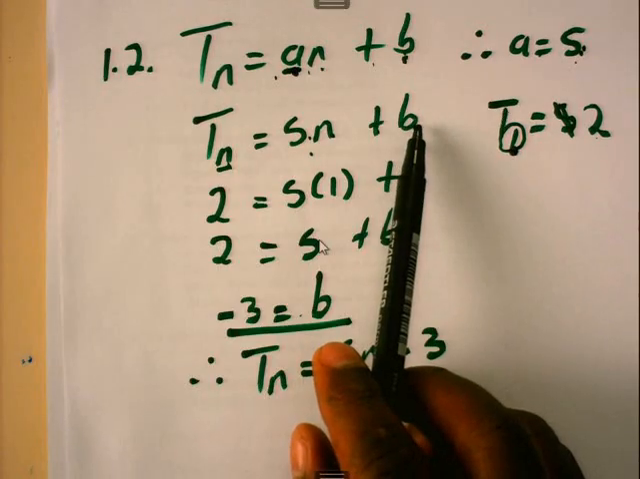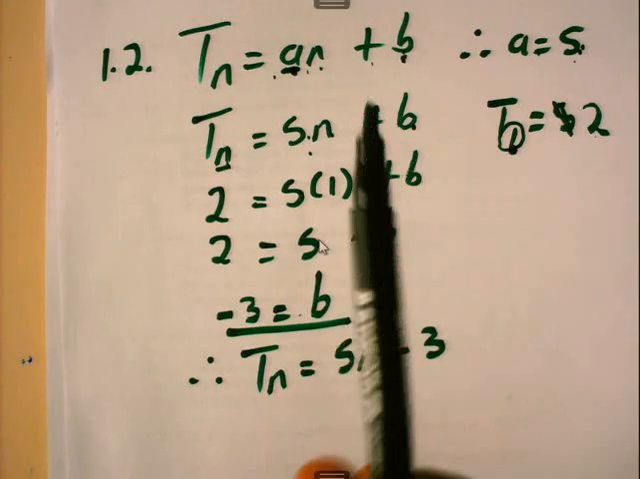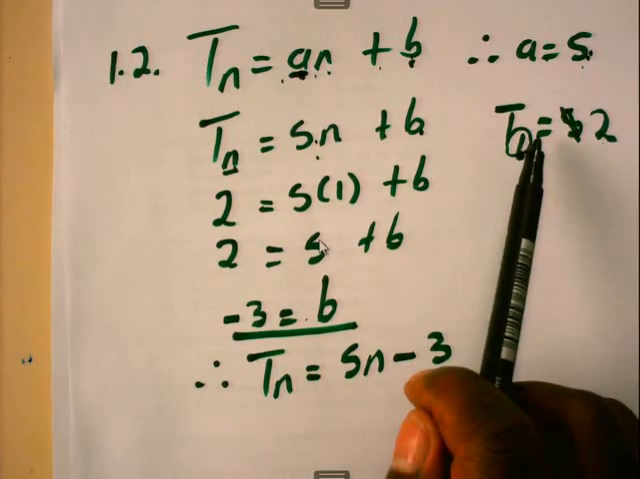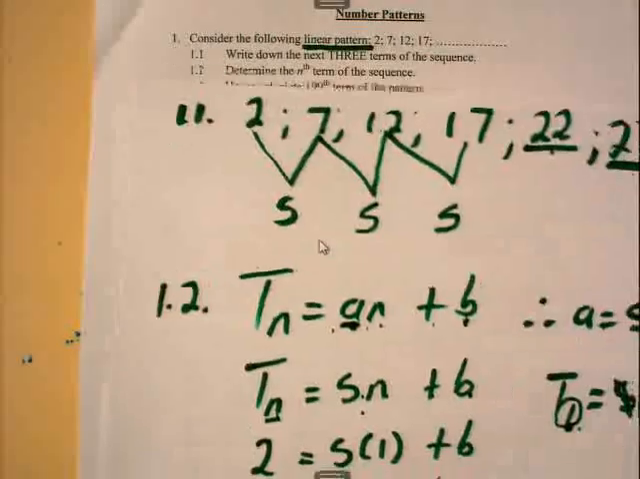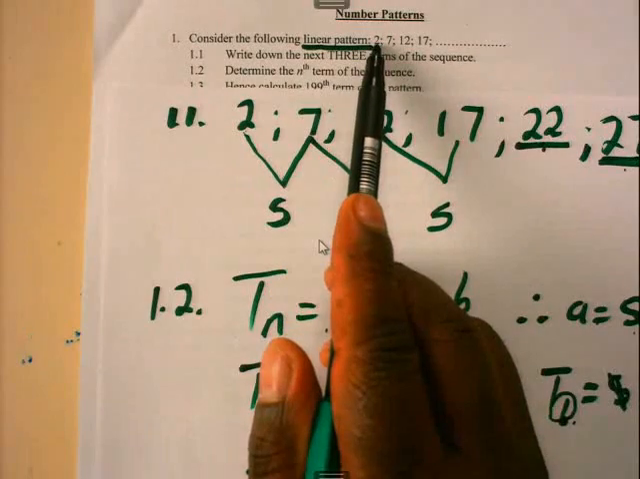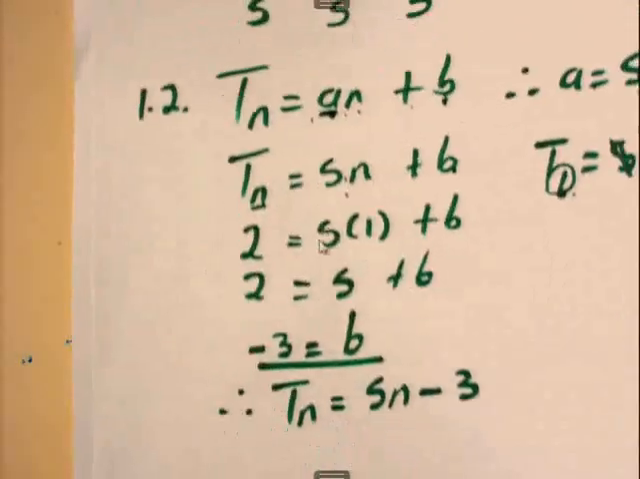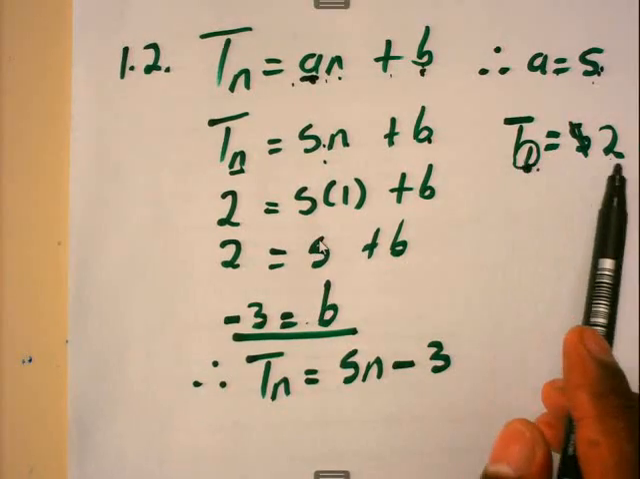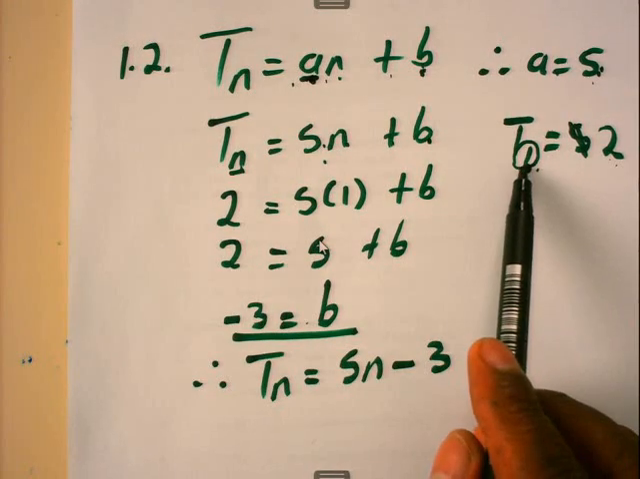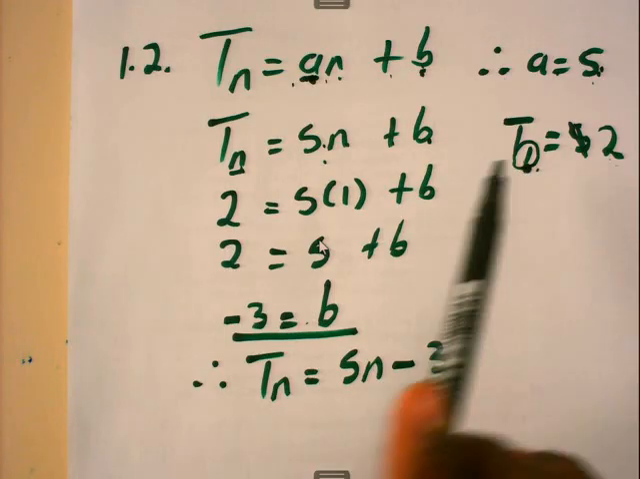So we need to determine the value of b. Check term number 1. Our first term there is given as 2, from the sequence. If our first term is 2, we say T1 is equal to 2. It means we are going to substitute the value of n by 1.